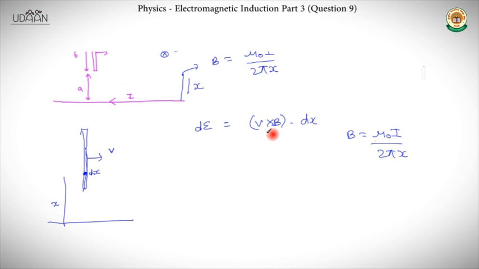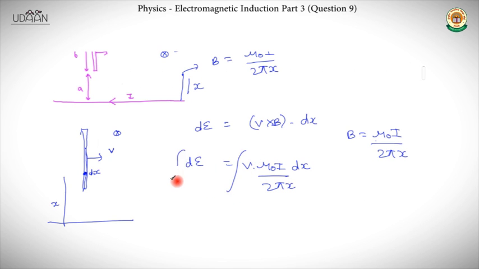Right? And B is perpendicular to V, we all know that. Obviously. And V cross B is parallel to dx. Because dx is in vertical direction, V cross B is also in vertical direction. So what we get is mu naught I by 2 pi x, times v, dx. And we'll just take the integral on both sides now. We are going to take the integral, right?